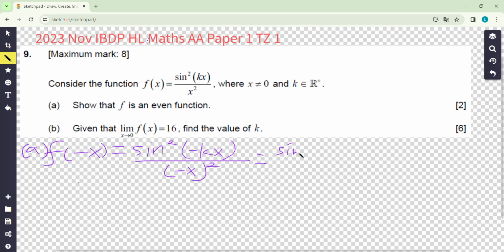So it becomes sin squared kx over x squared. So you have to write clearly that it is equal to f of x.